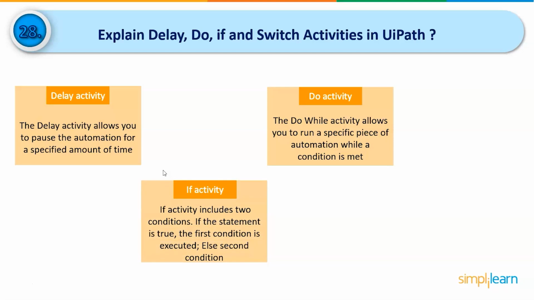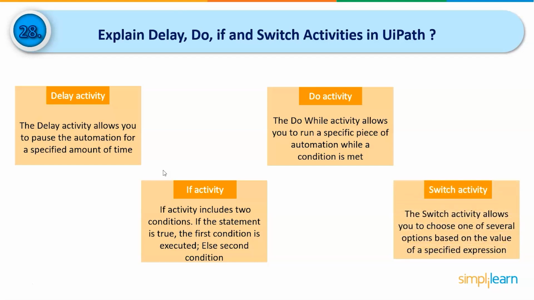If activity. The if activity includes a statement as well as two conditions. If the statement is true, the first condition is executed. If the statement is false, the second condition is executed. If activities can be used to make decisions based on variable values. Switch activity. The switch activity allows you to choose one of the several options based on the value of a specified expression. The switch activity uses an integer argument by default, but you can change it in the properties panel under the type argument list. The switch activity can be used to categorize data based on a predefined number of cases.